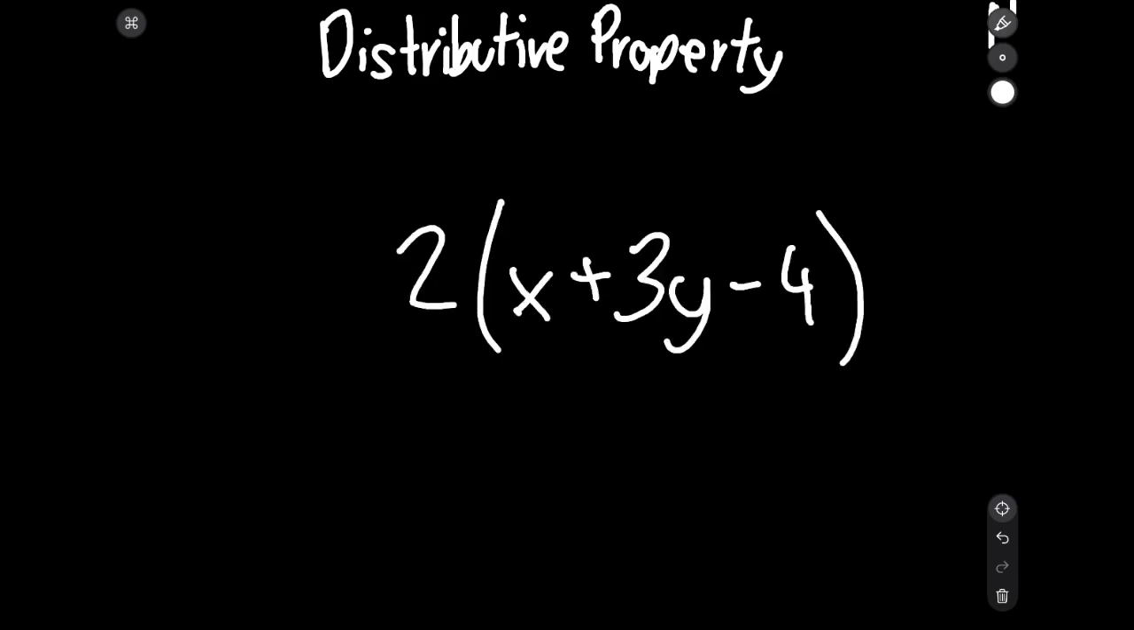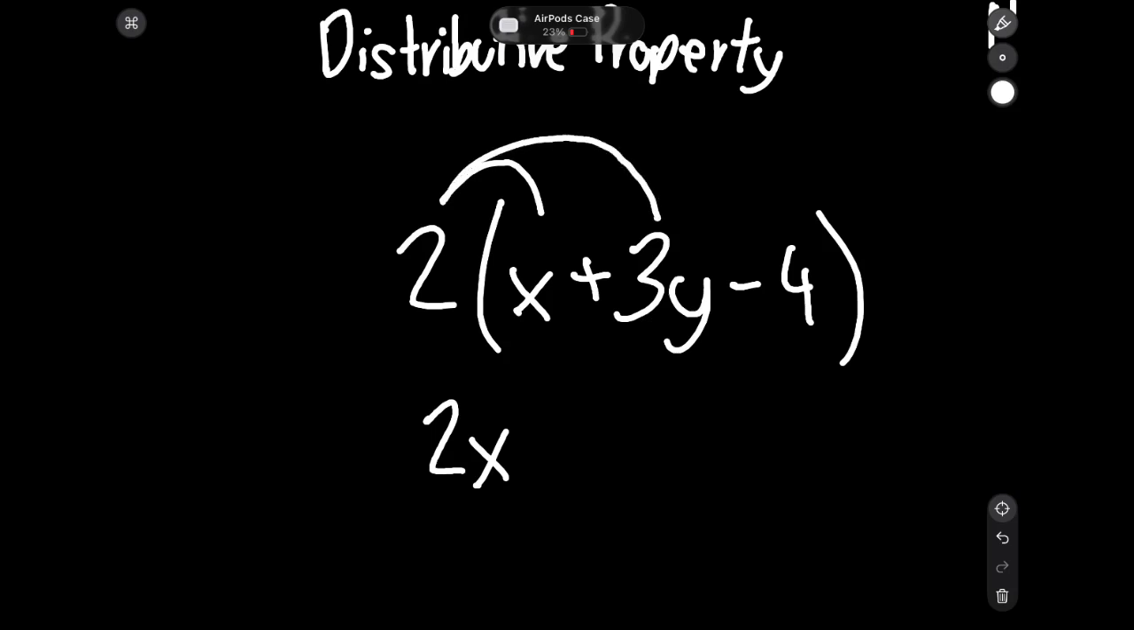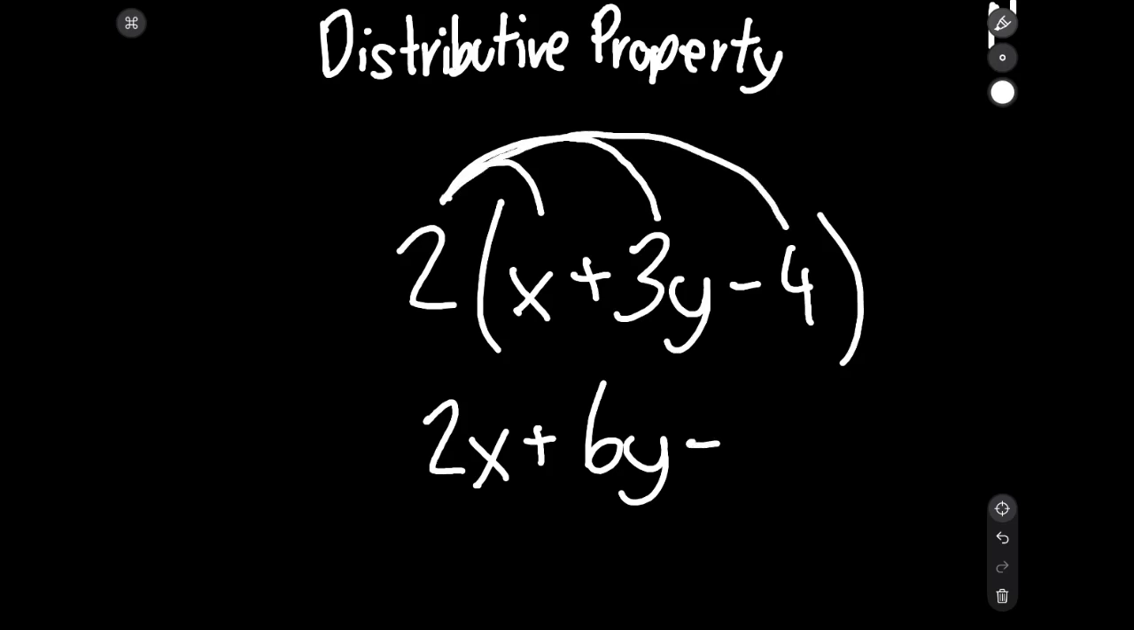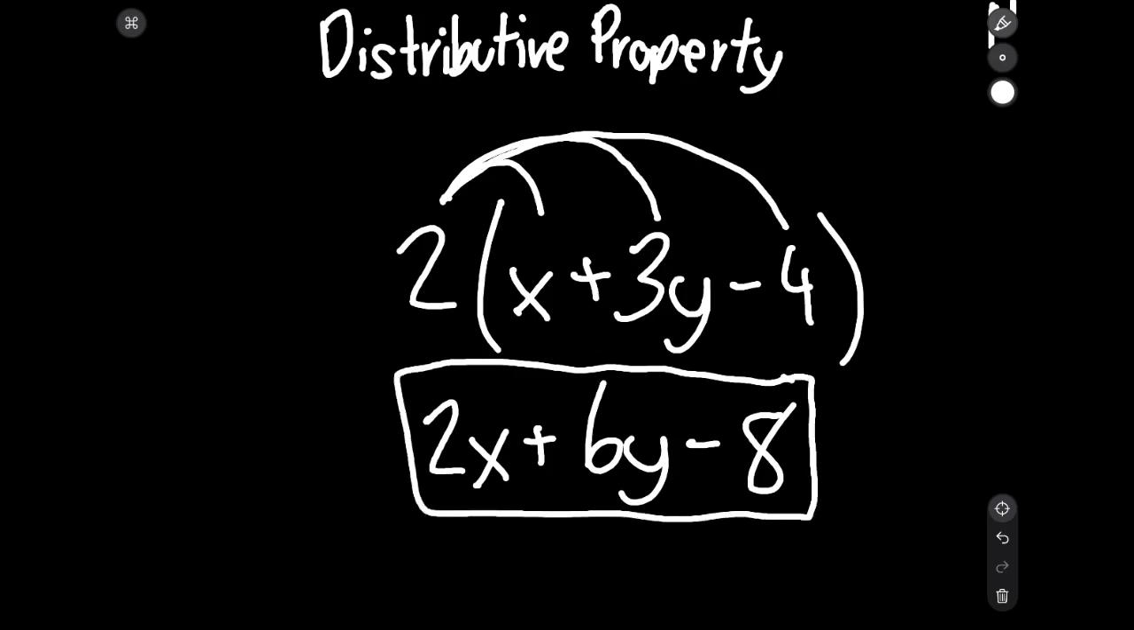For our last example, we have 2 times x plus 3y minus 4 inside parentheses. Just because there are 3 terms doesn't mean it's any harder. We just multiply the outside number to each of those terms. So we do 2 times x, so we have 2x. And then we have 2 times 3y, so we get plus 6y. And then we get 2 times negative 4, so then we get negative 8. And that's our final answer.